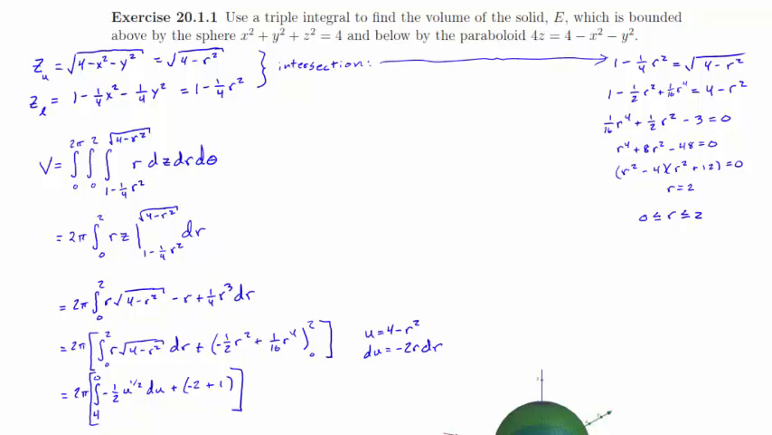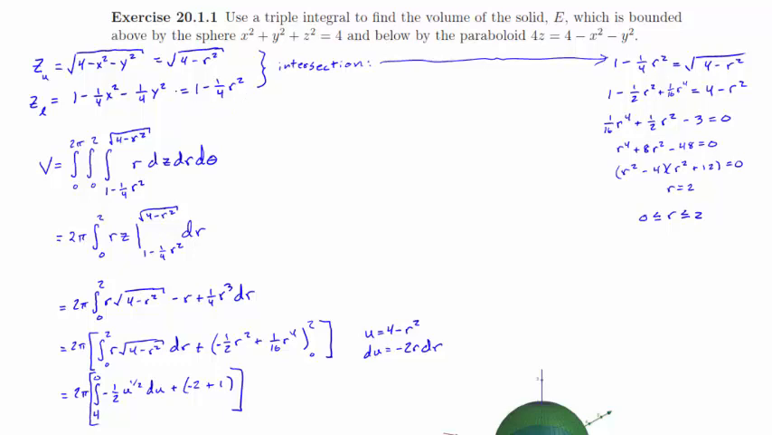And we're back. So if we have bounded above by the sphere x squared plus y squared plus z squared equals 4, we can write that as z upper bound equals the square root of 4 minus x squared minus y squared, which equals the square root of 4 minus r squared. And then our lower bound is the paraboloid 4z equals 4 minus x squared minus y squared, so that lower bound for z equals 1 minus 1/4 x squared minus 1/4 y squared, which equals 1 minus 1/4 r squared.